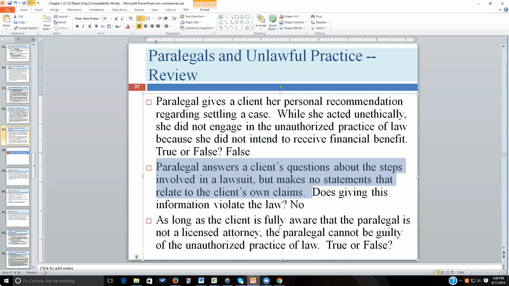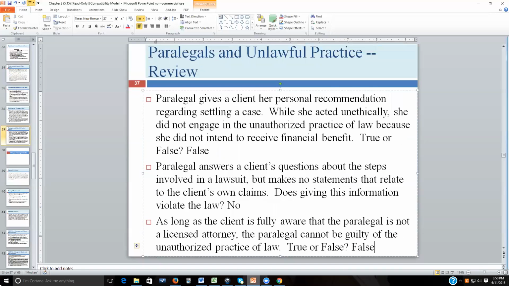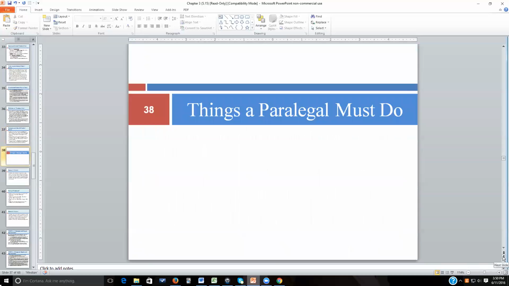As long as the client is fully aware that the paralegal is not a licensed attorney, the paralegal cannot be guilty of unauthorized practice of law. And that is false. We talked before, it's a good fact for the paralegal, but it doesn't somehow inoculate him or her against an unauthorized practice of law claim.